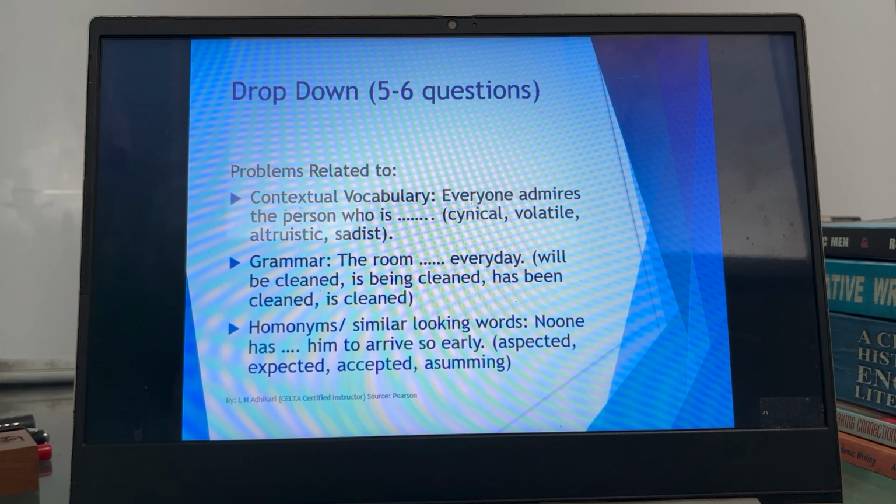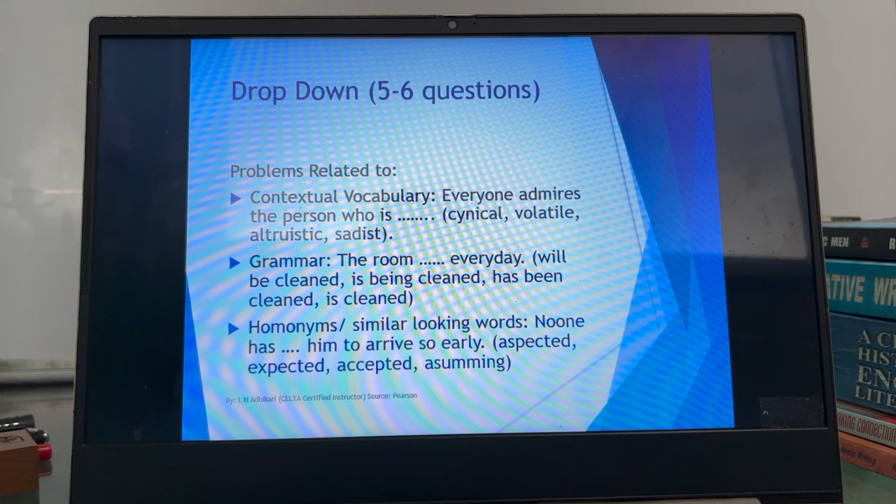Another type of problem we frequently encounter in fill in the blanks, both drag and drop and drop down, is related to grammar, grammatical rules, and knowledge about that. For example, the room ... every day. If something happens every day, it is a usual repeated work. So unquestionably, in passive form, we have to select: the room is cleaned every day.